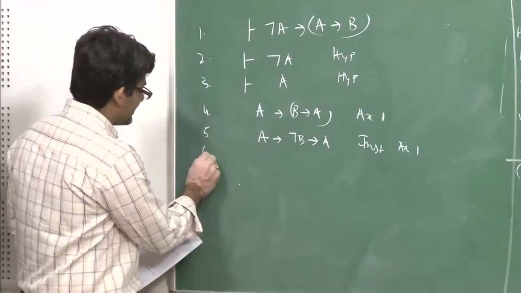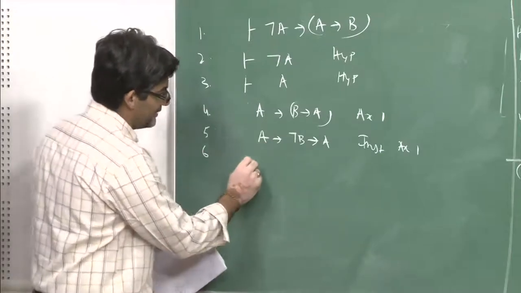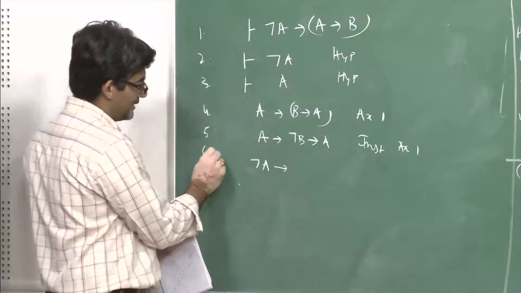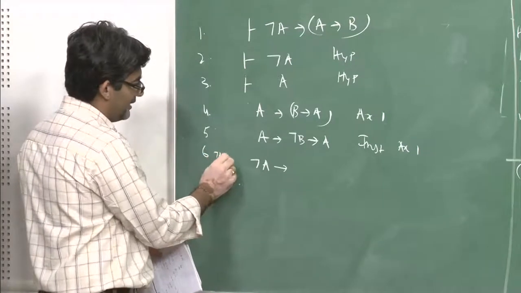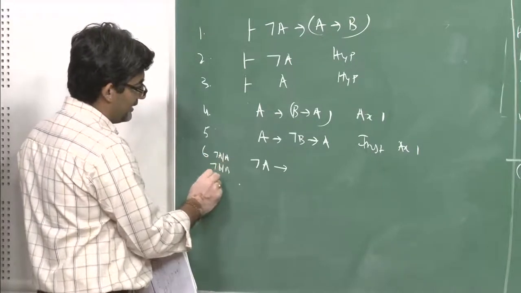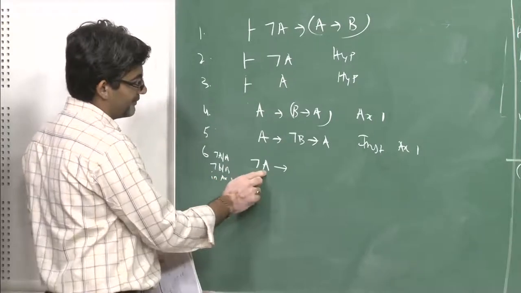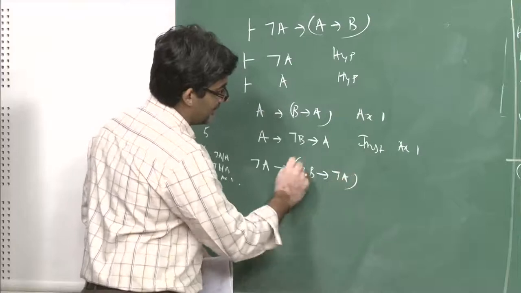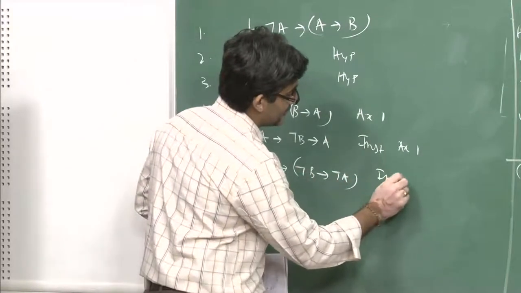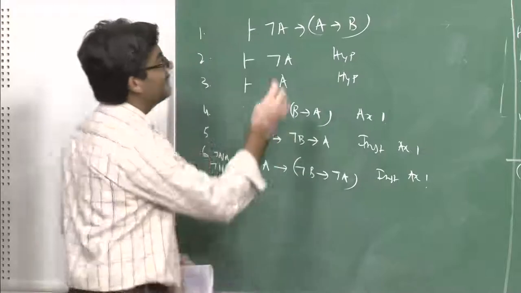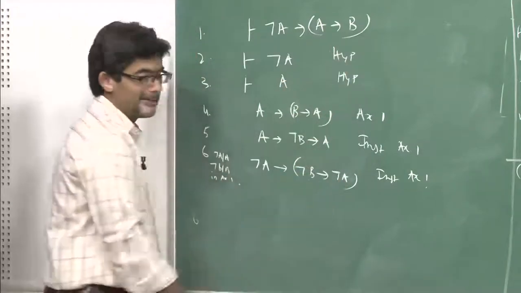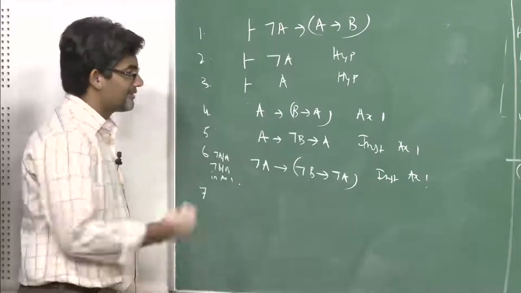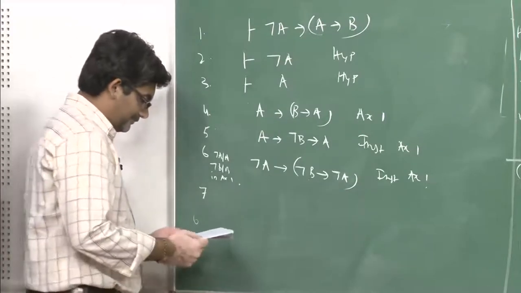So now another instance of this particular kind of axiom is this. Suppose you substitute not A for A and not B for B in axiom number 1, so you will get not B implies not A. This is also an instance of axiom number 1. So ultimately we need to show that B should come as an outcome of this particular kind of thing. So this is also an instance of axiom number 1.